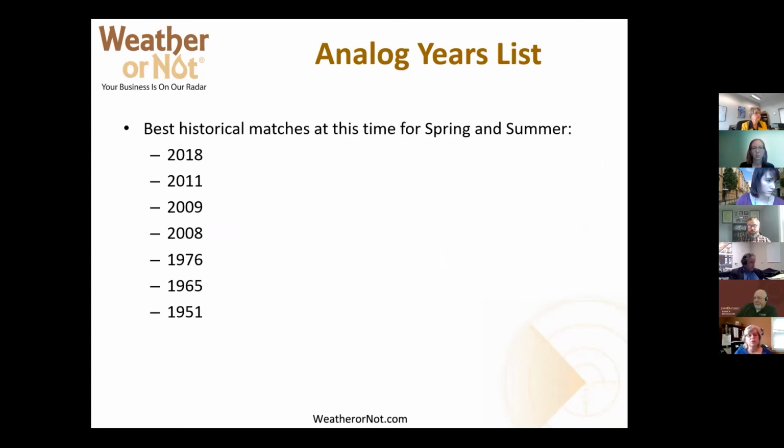In no particular order of which one's better versus the other, this is just chronological. Our historical matches at this point for the spring and the summer are 2018, 2011, 2009, 2008, 1976, 1965, and 1951. And I'd say there's not one that stands out among them yet. The reason for that is the transition season from winter to spring, where there's a lot of variation in the models trying to give us hints at what's down the road. They have a hard time resolving what we see in the spring.